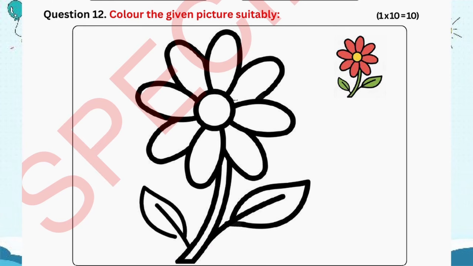Color the given picture suitably. You can color this picture with whatever color you wish for and make it beautiful.